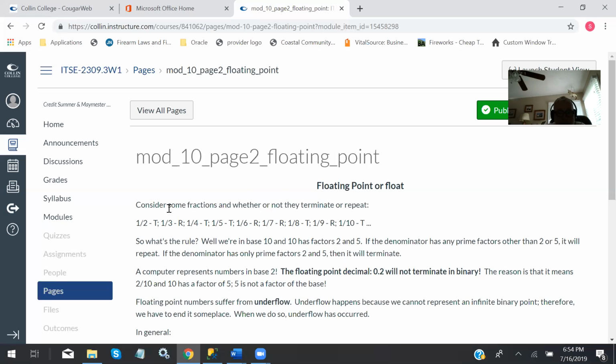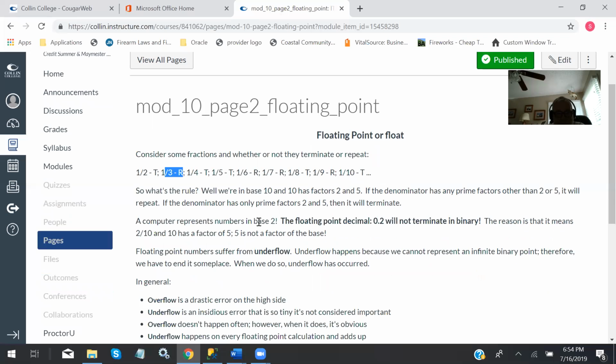I talk about here some common fractions, whether or not they terminate or repeat. 1/2 terminates. 1/3 repeats. And I say, what is the rule? I don't know if that's real important. You can take a look at it and see.